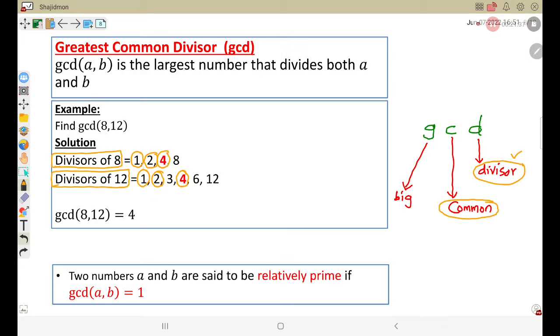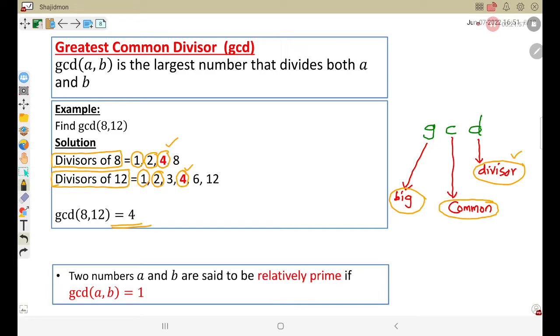Out of these common factors, which is the bigger one? Select the bigger number. What is the bigger number here? 4 is the bigger number. Correct? 4 is the bigger common factor, common divisor. So that number we are calling GCD of the numbers 8 and 12. So GCD of 8 and 12 is equal to 4 here. I hope you understood that one.